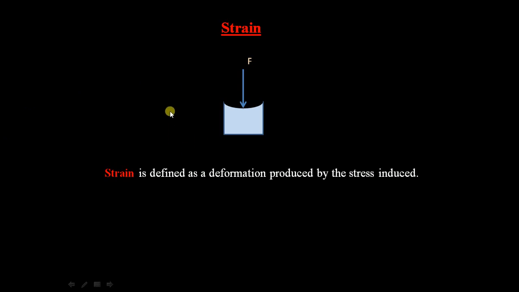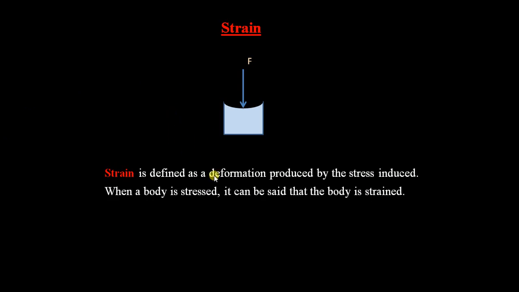Or we can say in another form that whenever a body is stressed, the body is strained. The body is strained means it has deformed. That means the shape change has taken place due to the stress developed. Again, how is that stress developed? Due to the application of force only. So finally we need to understand that strain is related to the deformation of the body.